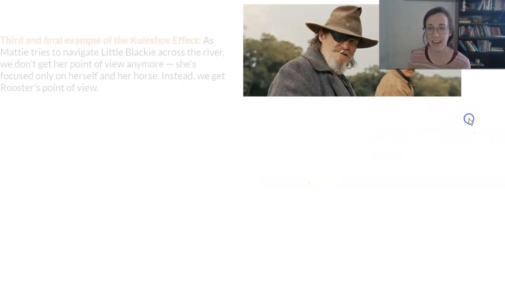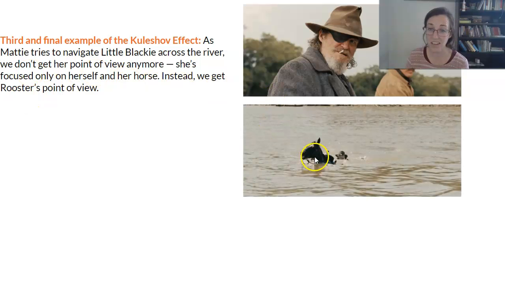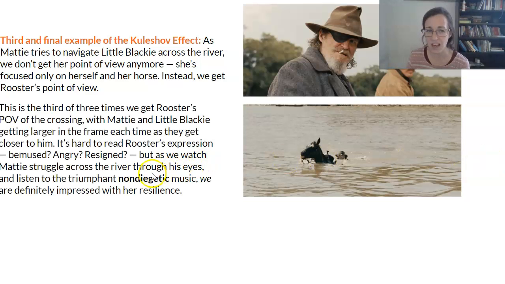We also see this in the relationship she forms with Rooster. In this scene, she tries to get little Blackie across the river, and it switches to his perspective. We get his point of view. Even though it's not omniscient narration, it's still Maddie who's the one telling the story. We really get to see her through Rooster's eyes in this scene. As she comes across, we're going to cut back over to him to get his reaction shot.